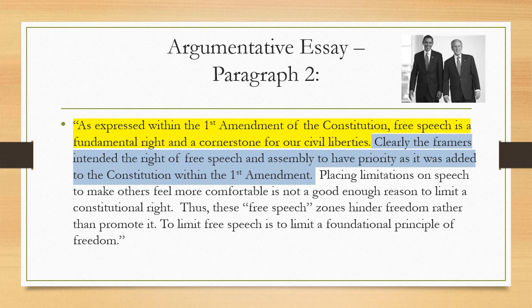Eagles, you have to close the loop. You have to give the reasoning point or explain why it relates to your thesis. This is where most students struggle, but you guys are going to do great. Let's look at an example of why it relates to the thesis.